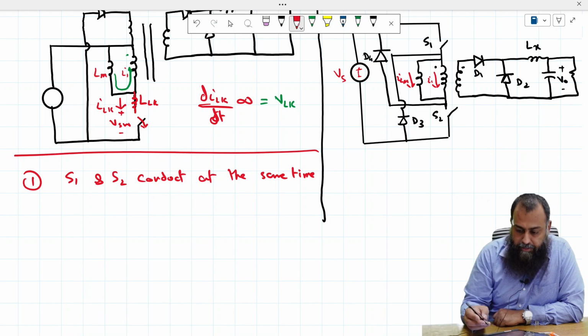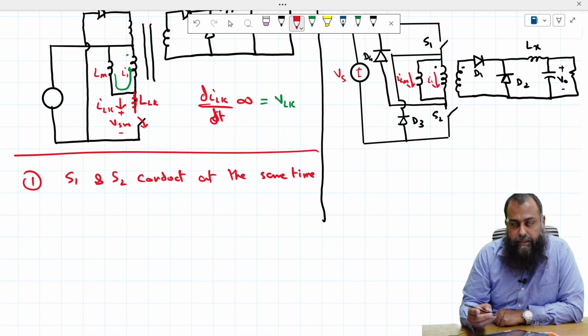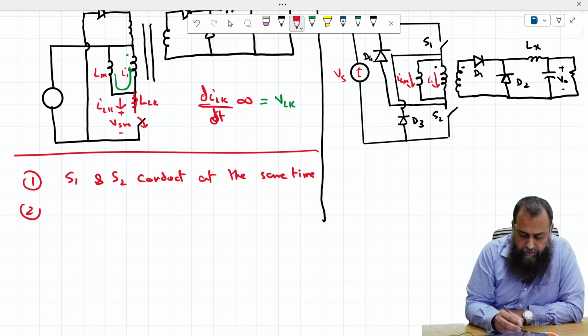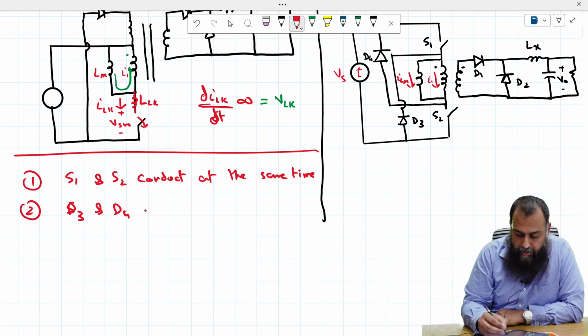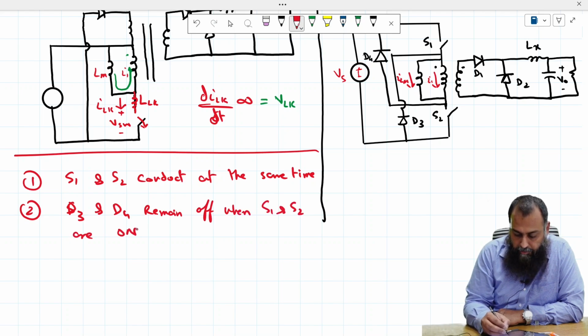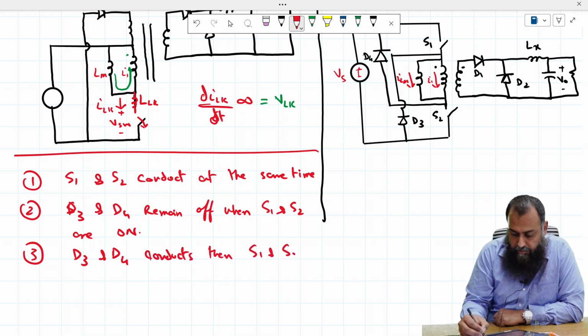When S1 and S2 are conducting, the diodes D3 and D4 will remain reverse biased, as we will shortly see. So during this time, D3 and D4 remain off when S1 and S2 are on. The third thing here is that when D3 and D4 conduct, S1 and S2 are turned off.